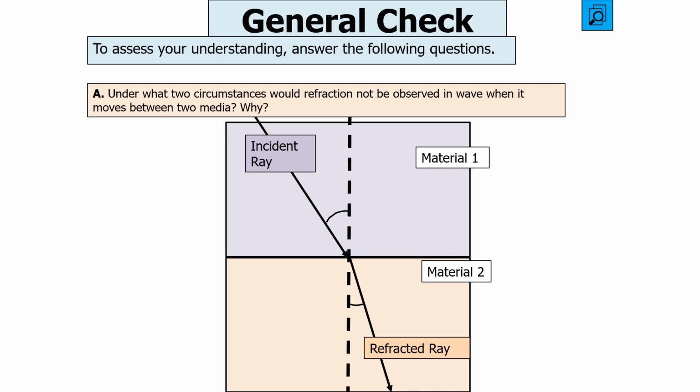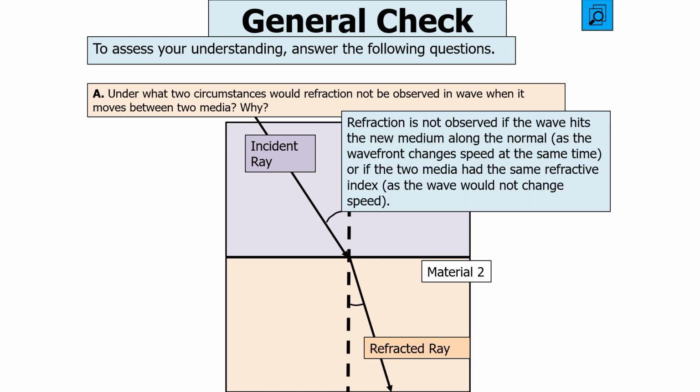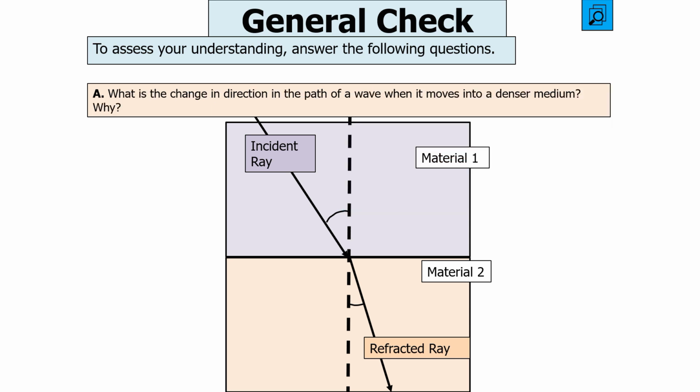Under what 2 circumstances would refraction not be observed in a wave when it moves between 2 media? So pause the video now, then unpause the video when you want to go through your answer. Refraction is not observed if the wave hits the new medium along the normal, as the wavefront will change speed at the same time, or if the 2 media had the same refractive index, as the wave would not change speed at any point.